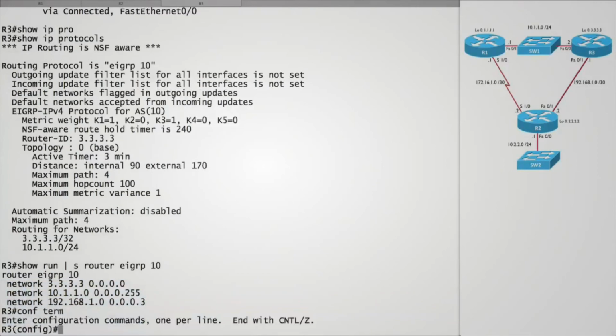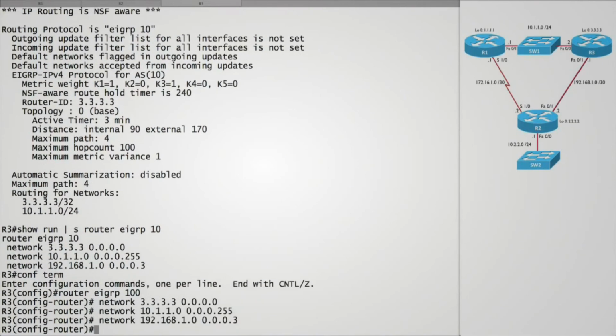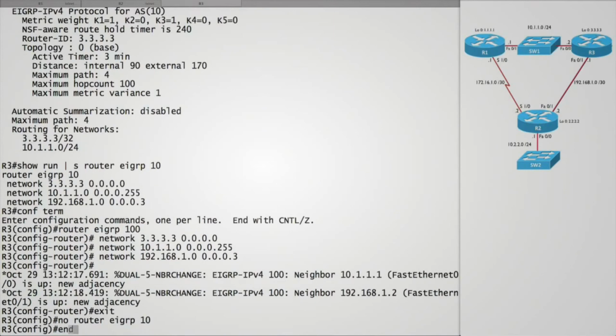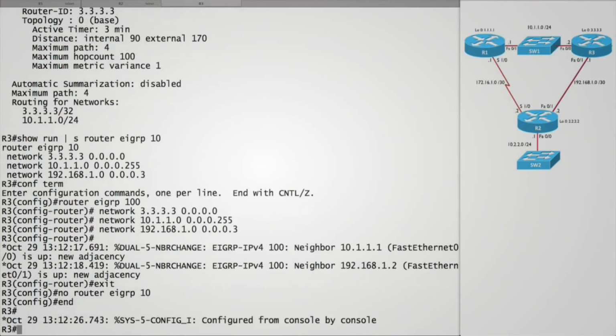Then let's create a new EIGRP routing process as part of autonomous system 100. We'll say router EIGRP 100. I'll paste in those network statements. I'll get rid of the incorrect autonomous system. I'll say no router EIGRP 10. And we should have formed adjacencies now. And it looks like we have.